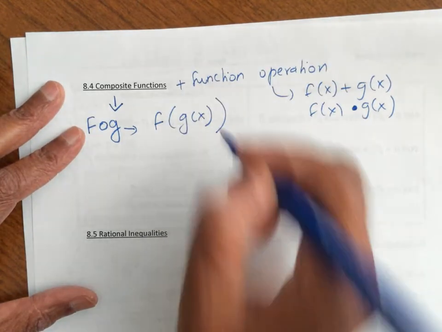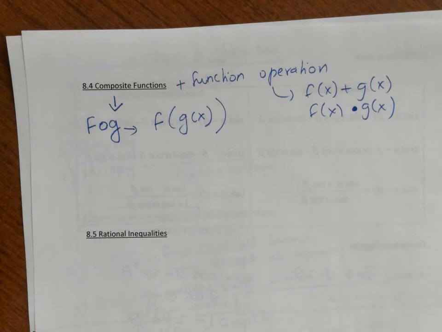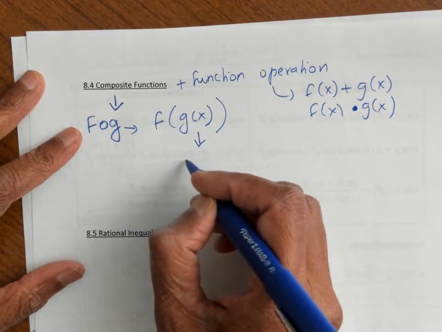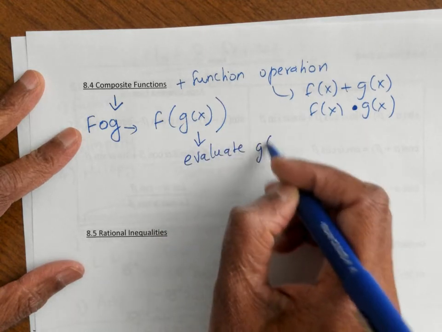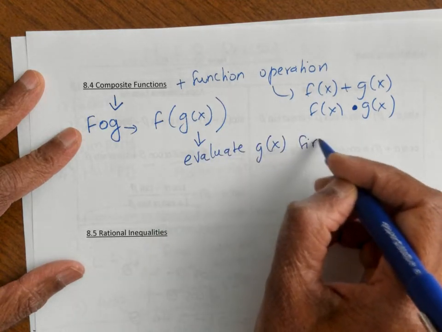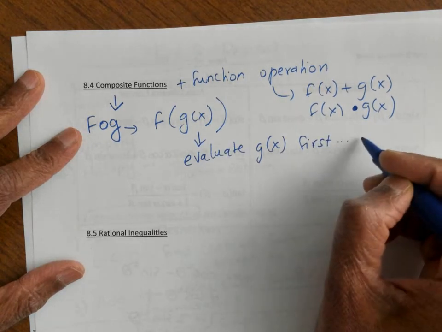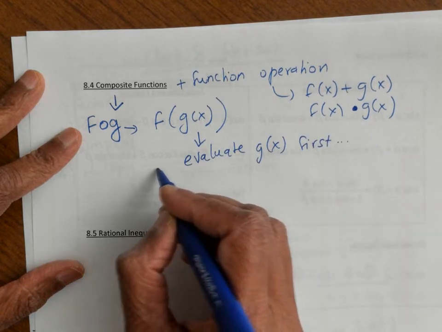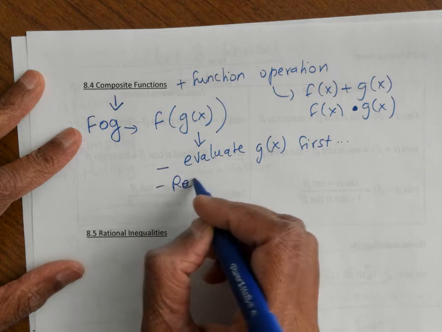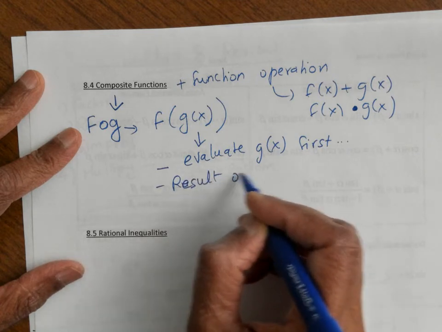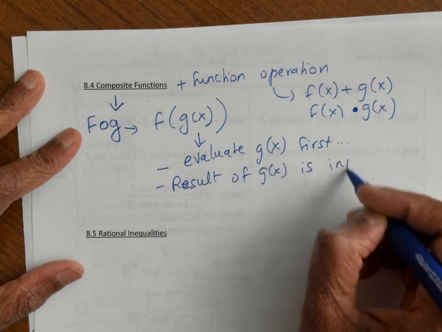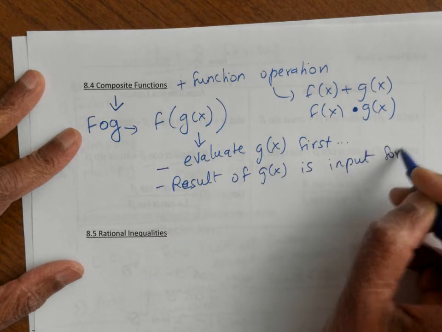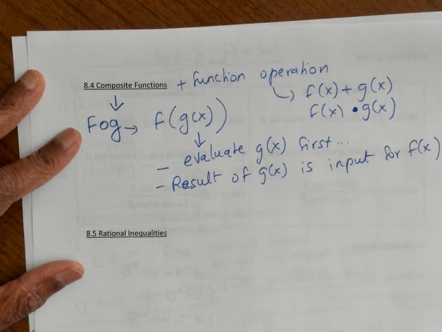And then, sorry, there's one open parenthesis. And how do you evaluate this? Evaluate g of x first. The result of g of x is the input for f of x.